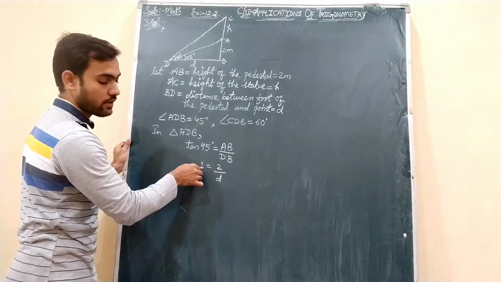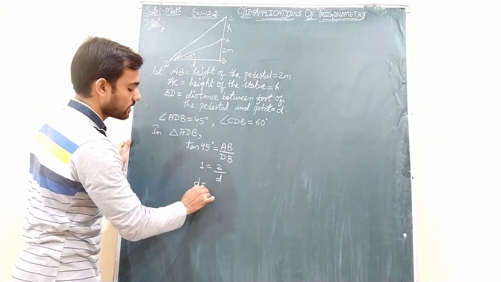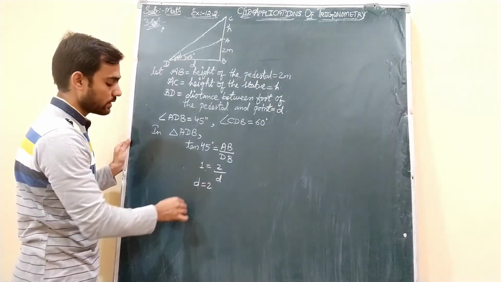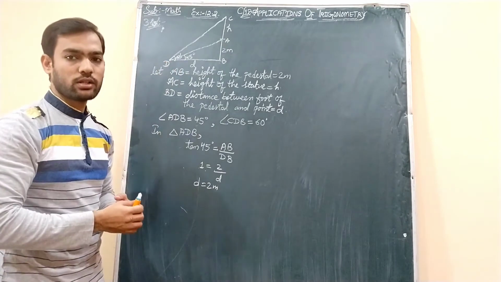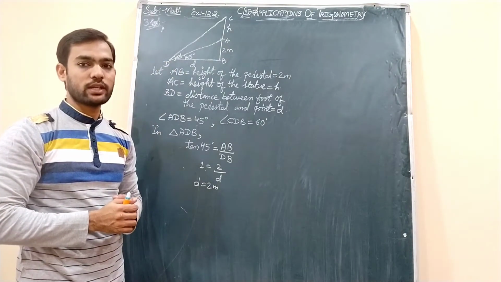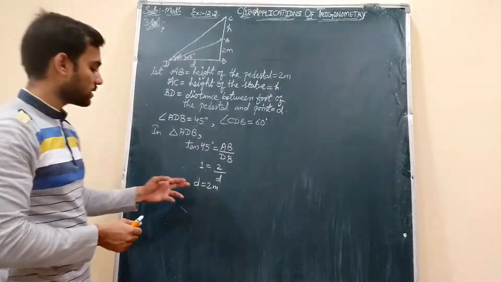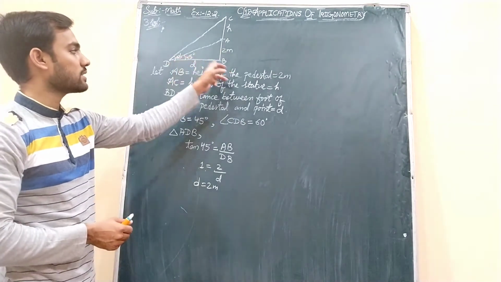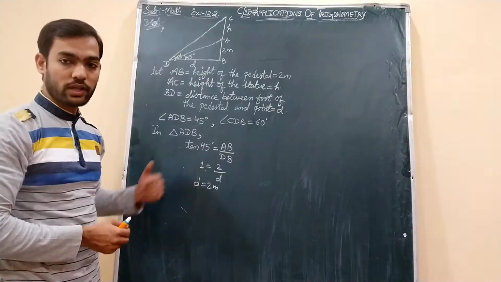So this D I will multiply, transpose here, it gets multiplied, D is equal to 2. Okay students, the distance between this and this is 2 meters. This also we have learned already in earlier classes. Whenever 45 degree angle is there, height will be equal to distance. Understand? So that is the reason height of the pedestal is the same as this distance we got, because the angle is 45 degree and the value of tan 45 is 1.